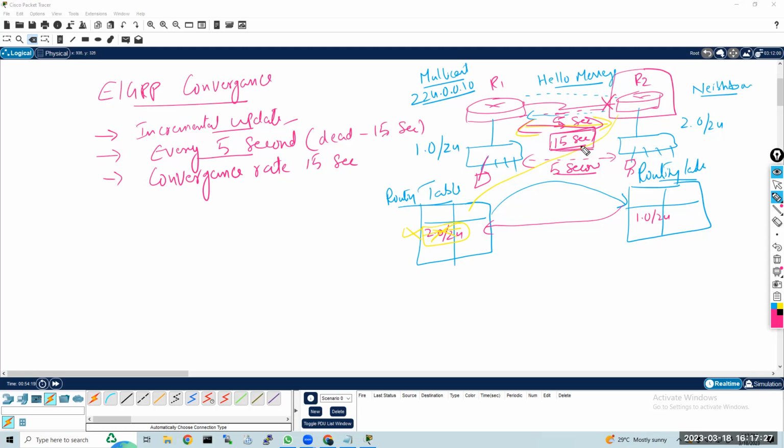It will wait up to a maximum of 15 seconds. At 16 seconds, this router 1 will update itself: the router 2 network is not responding to me, maybe he is dead. Understood, guys? Now, who is going to do this job? This is going to be done by your algorithm.